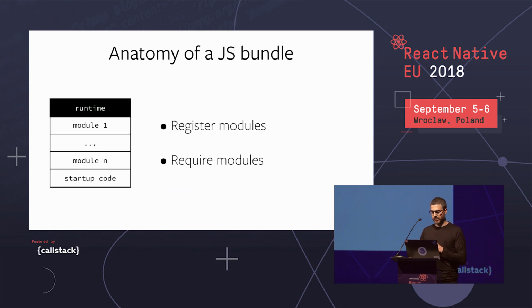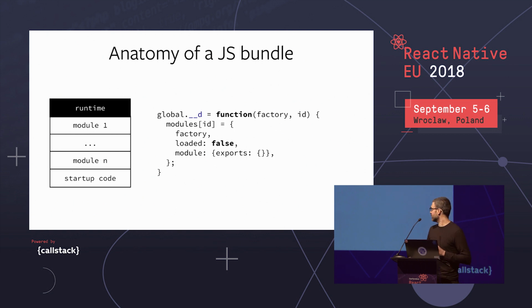The runtime is the core of the bundle, and it contains the glue to make the whole application work. It's in charge of two main things. First, it has some logic to register the modules. This is what we call the define function. It also implements a require function, which handles the loading and evaluation of modules. This is what makes import or require statements work inside the bundle.